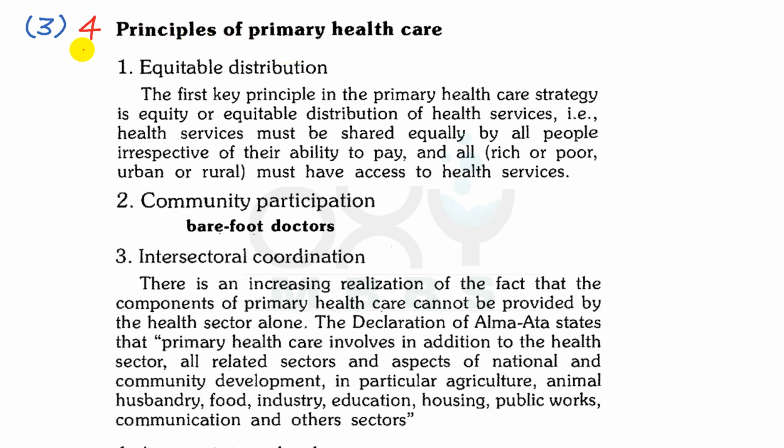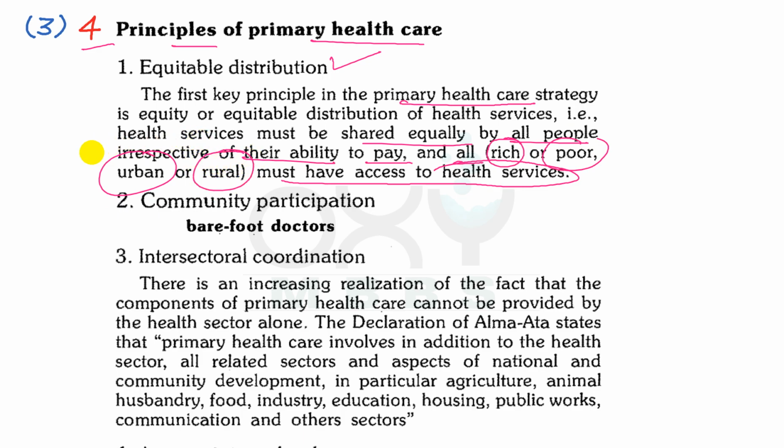Now next are the four major principles of primary health care. So the first one is equitable distribution. It means primary health care must be shared equally by all people irrespective of their ability to pay, and all must have access to the health services, whether the individual is rich or poor, urban or rural. All individuals will get the same type of treatment. So the first one is equitable distribution.